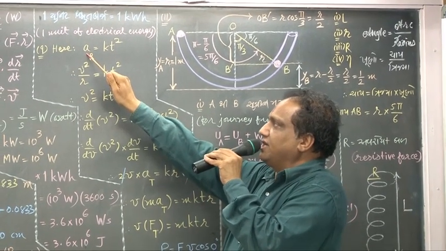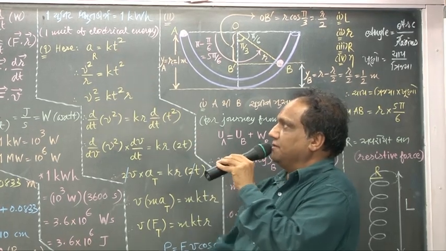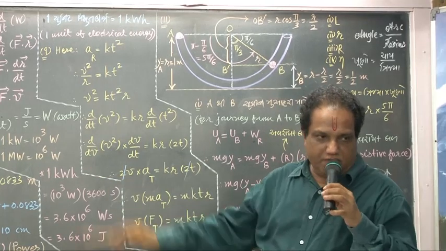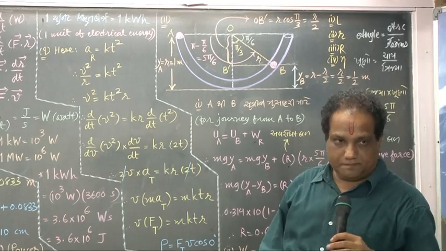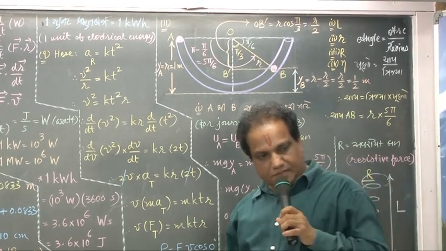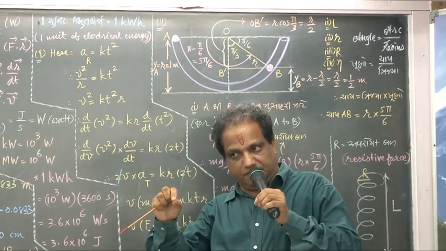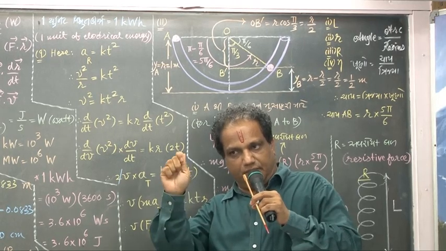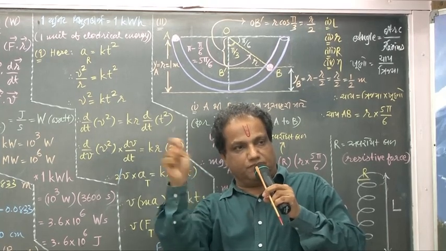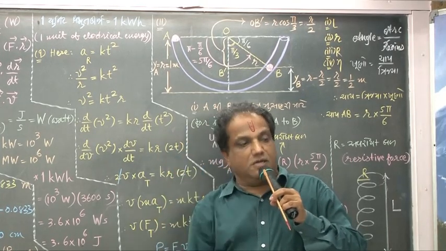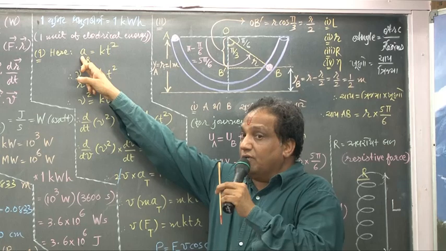Radial or centripetal acceleration they have given as k into t square. What does it mean? Take a stone, tie it up with a string. Another end of the string you just keep in your hand and you give that stone circular motion. Then the radial or centripetal acceleration will keep on increasing.